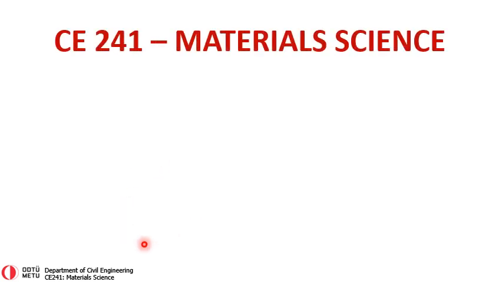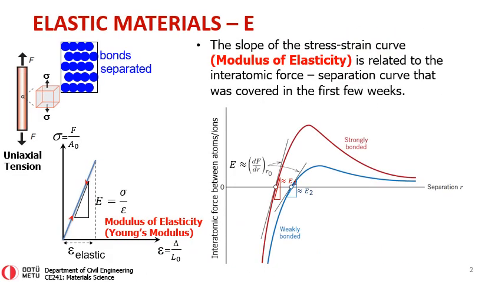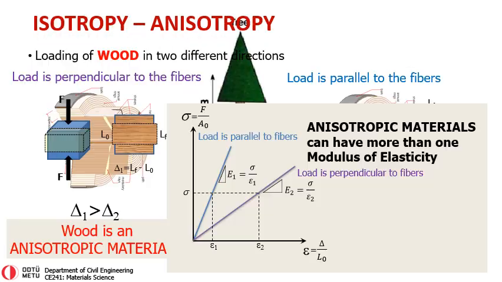Hello everyone, we are continuing on the mechanical properties of materials, and in this video we will be looking at the elastic constants for isotropic and anisotropic materials. In our last video we have seen modulus of elasticity, which is a characteristic property of elastic materials. And also we have seen the concept of isotropy and anisotropy.